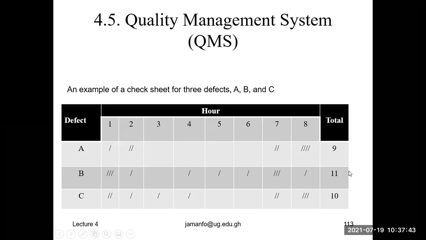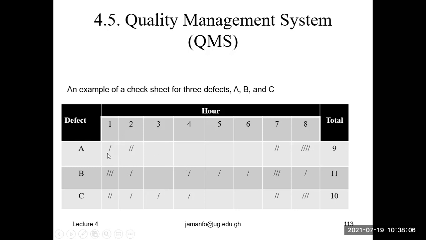In this case, the frequencies are almost at par: 9, 10, and 11. So there will be the need for us to put measures in place to ensure that all 3 defects are minimized. We look at the sources of these defects and minimize them.